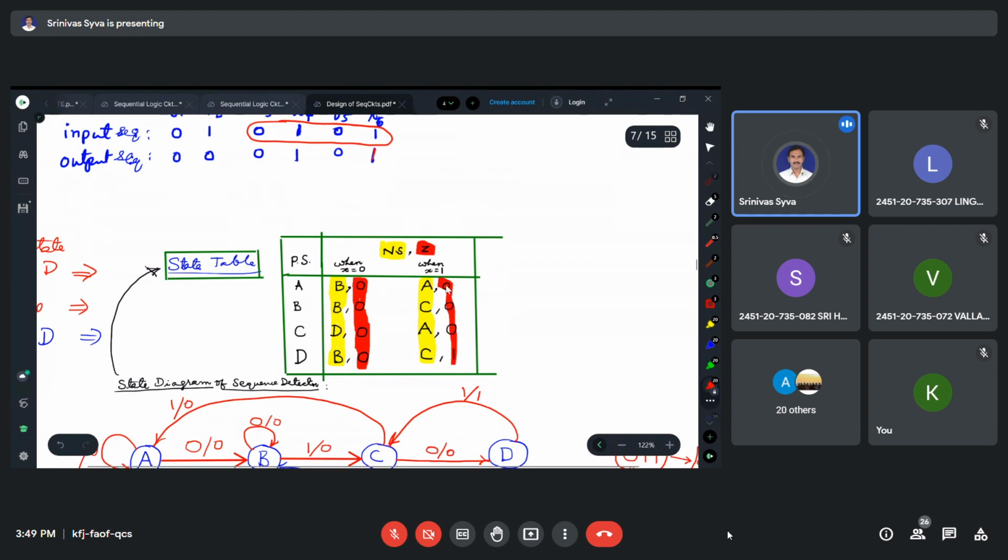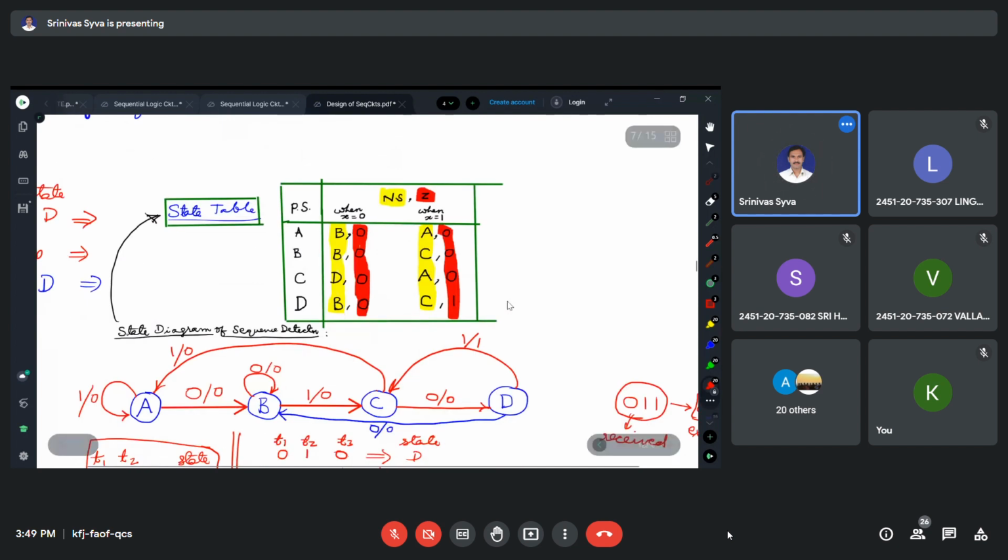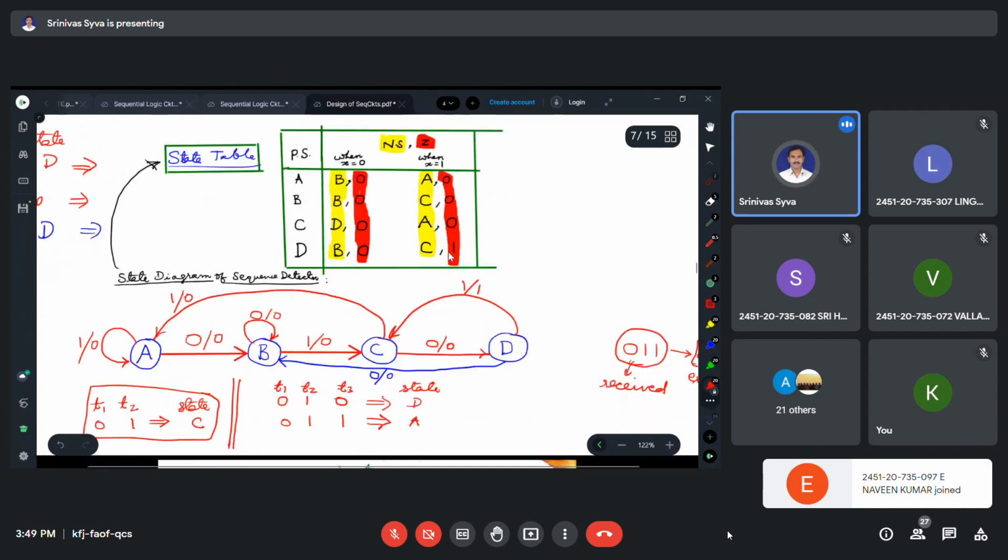This is output. Any doubt please? Up to here, right? So next state and output we have entered like this. The state table will give the state transitions and how the output is, right?